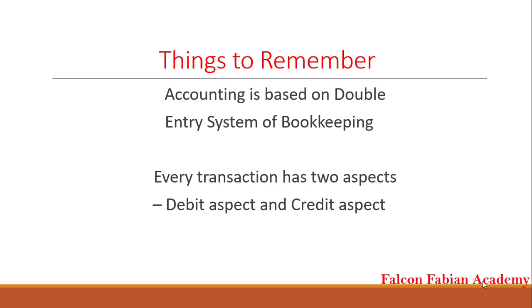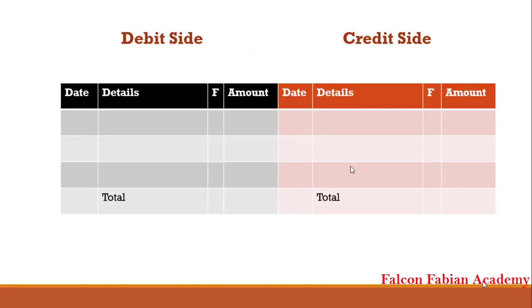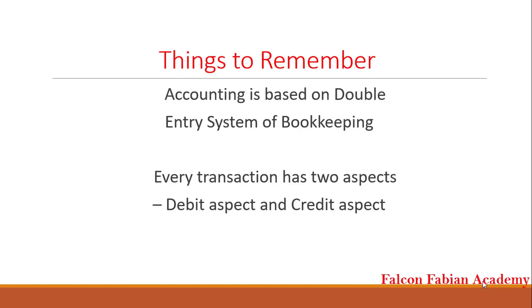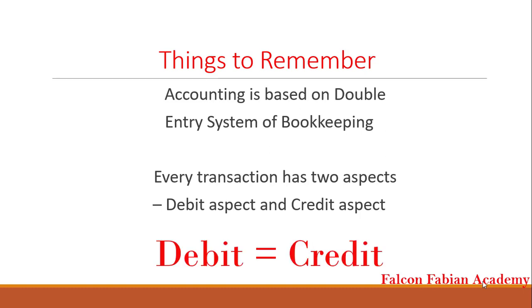But in accounting, you prepare formats. And one of the formats that you prepare is that of an account. So the left side of that account is referred to as debit and the right side of that account is referred to as credit. So the double entry system of bookkeeping says for every transaction there will be a debit aspect and a credit aspect. This also brings us to the conclusion that if you total all the transactions that you have recorded in accounting, the total of debit would always be equal to the total of credit.